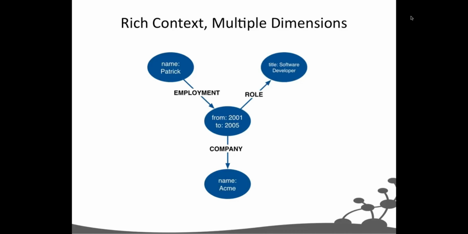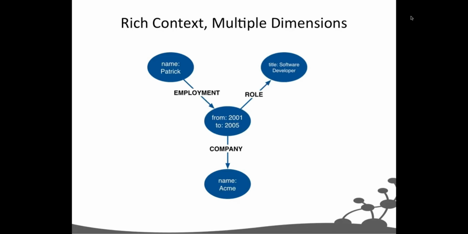And this is an intermediate node. It's the thing that sits in the middle here. It allows you to connect all of the things that you're interested in together. So here we can see that Patrick worked at Acme in the role of software developer, but we've introduced a node in the middle that allows me to connect all those different dimensions. So again, we've got a single context here, multiple things or multiple dimensions that we're interested in, and we're connecting them all by way of this middle or intermediate node.